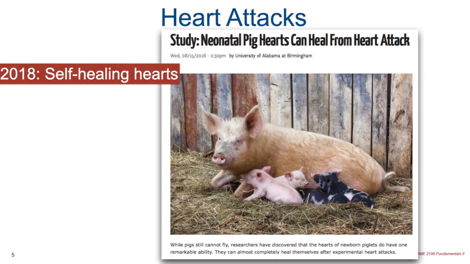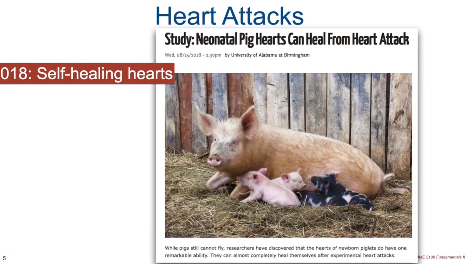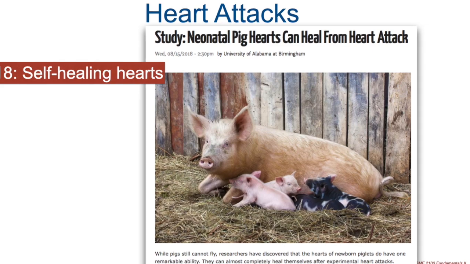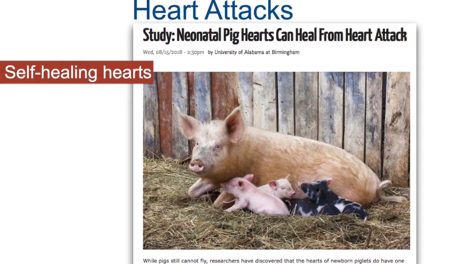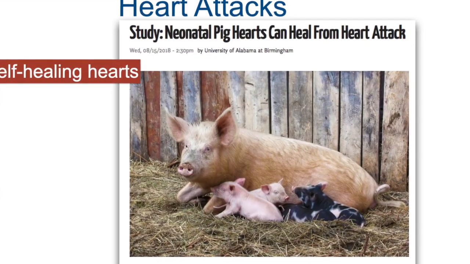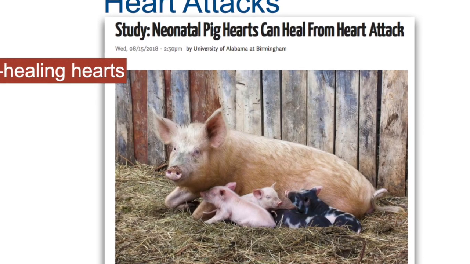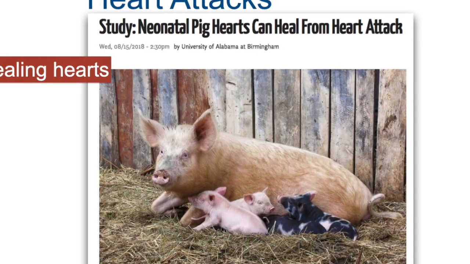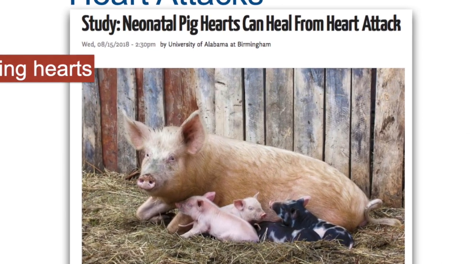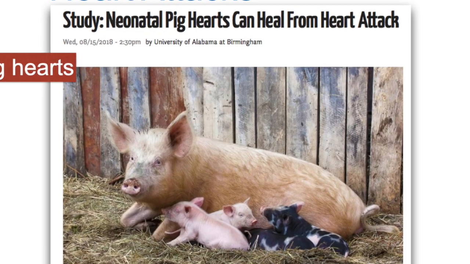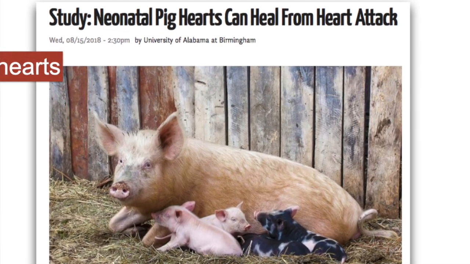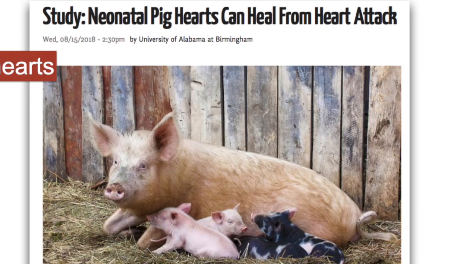And then in 2018, there was this big story that came out the week before class started, in which there was some initial data, initial results from a lab suggesting that certain hearts of neonatal pigs, in this case, could actually recover from a heart attack. Now, neonatal pigs don't usually have heart attacks, of course, but they were induced in an experiment, and the hearts actually recovered.